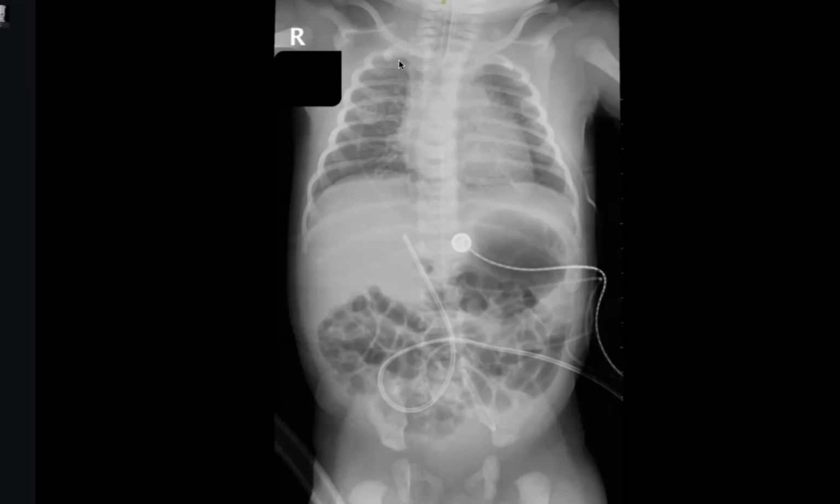Look at the lung volume. One, two, three, four, five, six. Is this reduced or not reduced? Six anterior ribs, so it's normal, not reduced. So we can exclude RDS.